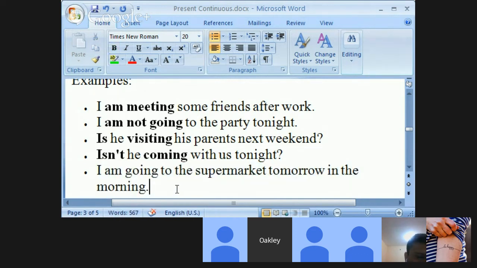Aha. Now, okay. This is interesting. Good teaching point here. Yes, this is present continuous tense. I am going, and then where you're going, to the supermarket. Tomorrow in the morning. Okay, you could. That's fine. Nothing wrong at all with this sentence. Tomorrow morning. I want to point something out here.